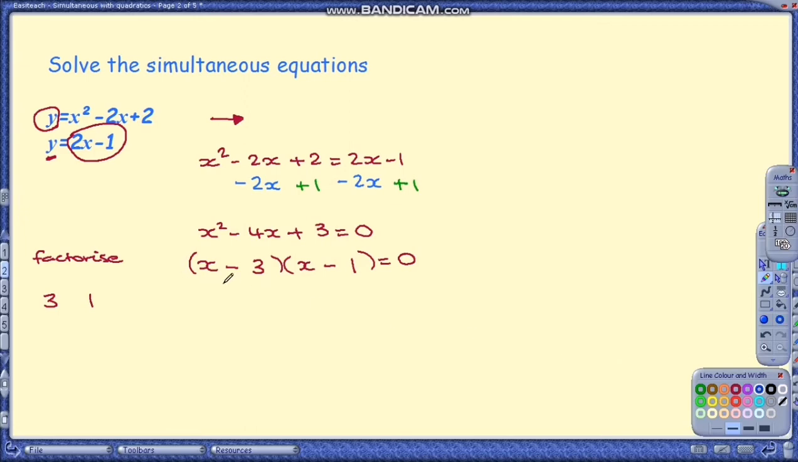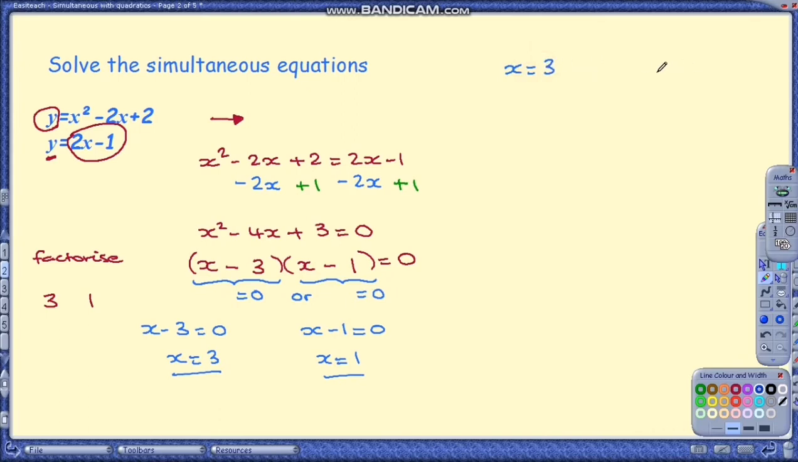Now, to solve these, remember either this bracket is equal to 0 or the second bracket is equal to 0. So if x minus 3 is equal to 0, then x is 3. That's your first solution. Or if x minus 1 is equal to 0, then x is equal to 1. That's your second solution. Okay? Once you've got the values of x, obviously you don't end the question there. You've also got to work out what the value of y is. So I'm going to just rewrite my values of x at the top here. So x equals 3 or x is equal to 1.